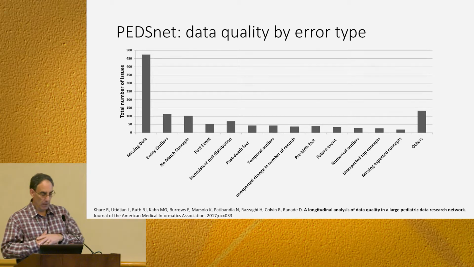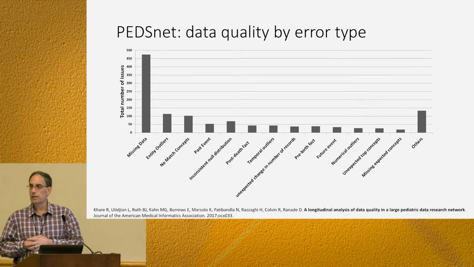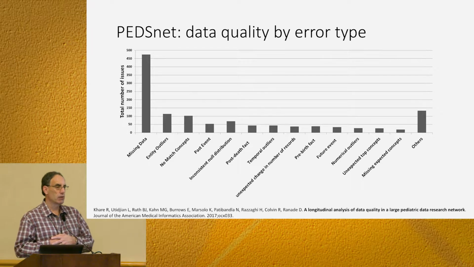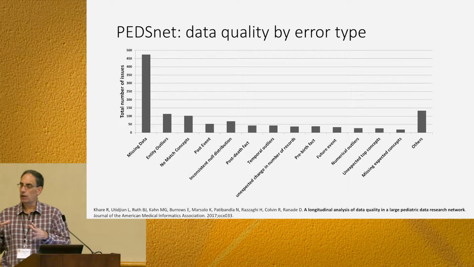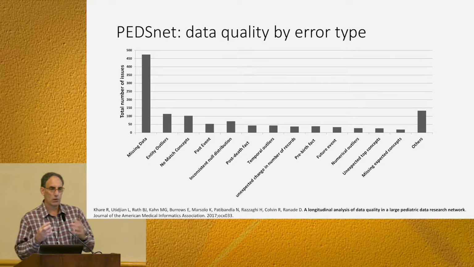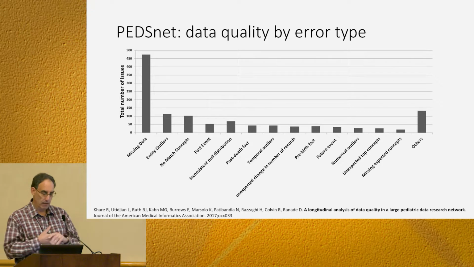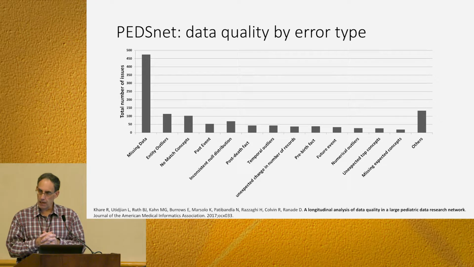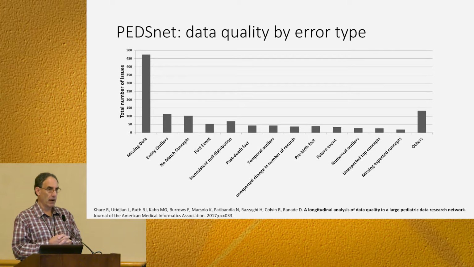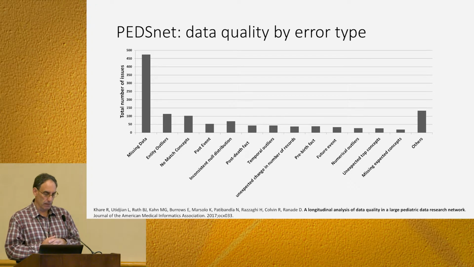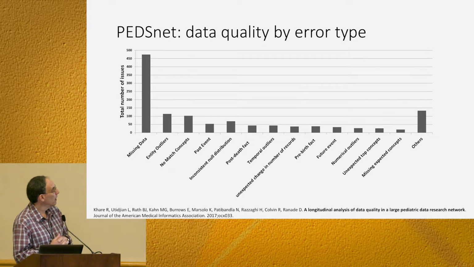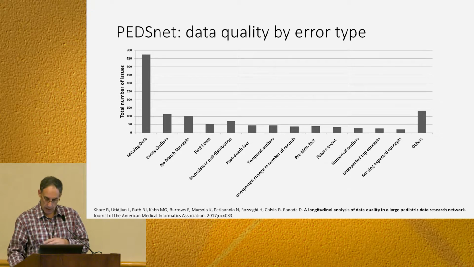So PEDSNet is six academic pediatric institutions, all freestanding pediatric institutions, who form the network in the PCORI network system called PEDSNet. And this was their assessment of the types of errors in the rule checks that they were doing. You can see the dominant line here is missing data, which dwarfs all the others. This is an absolute number, but you can see that clearly it is the highest one.